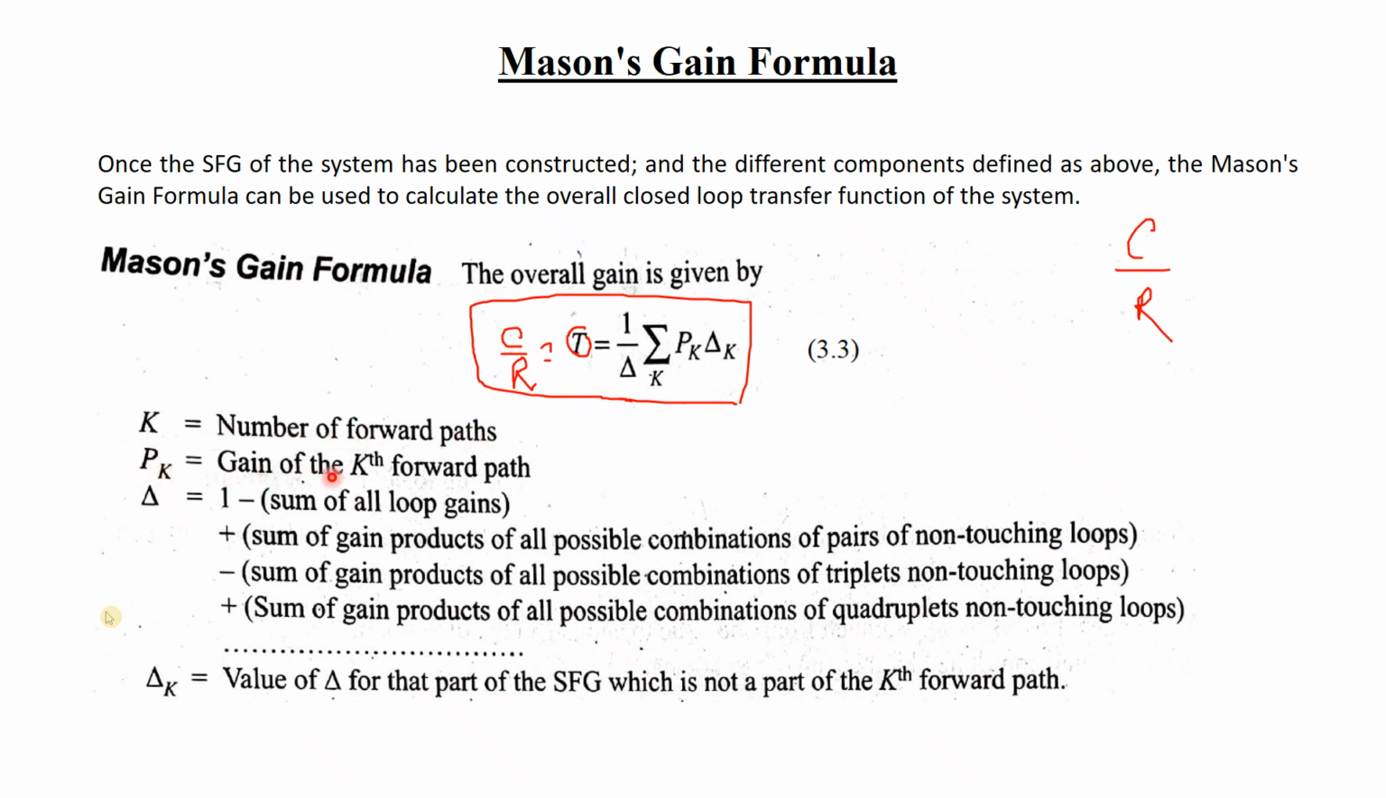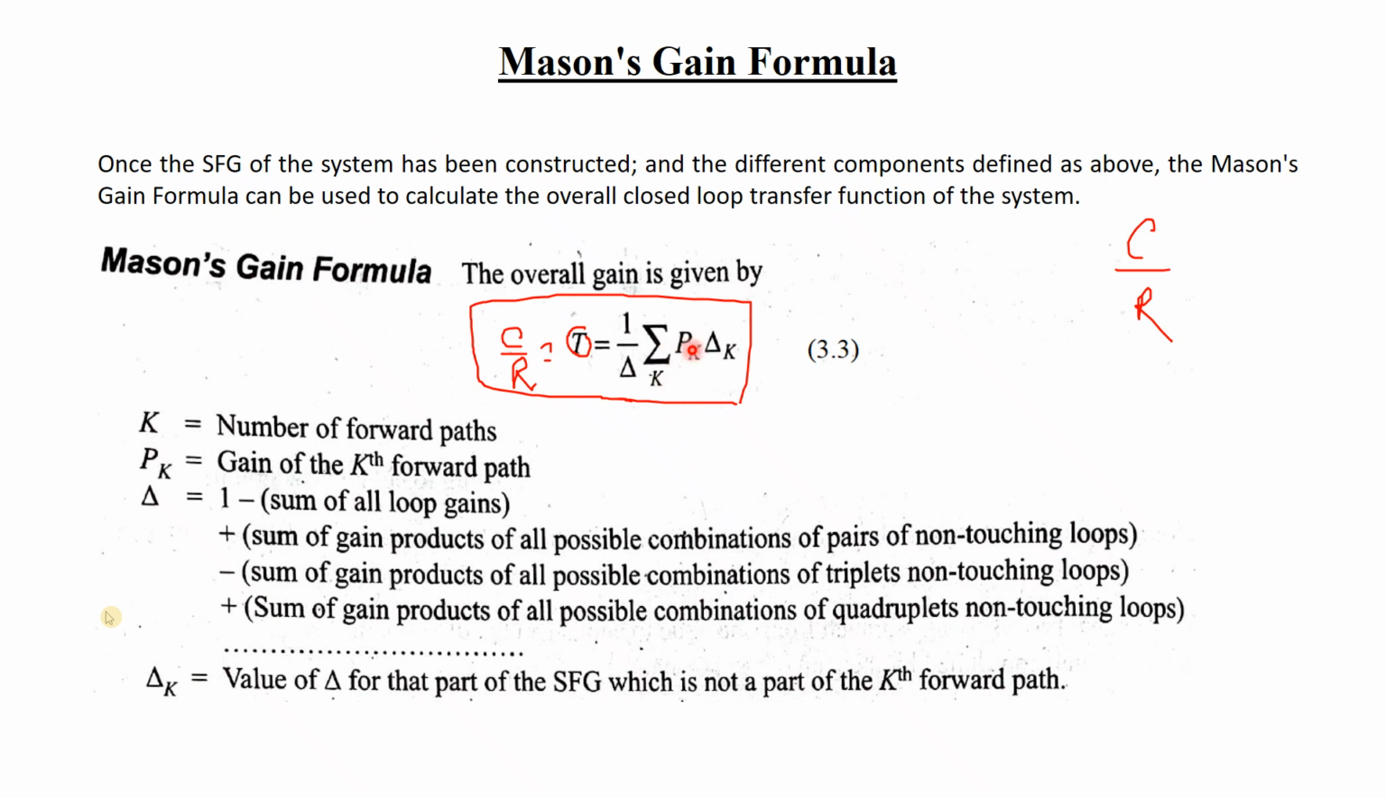So now how many forward paths are there, that is K. Pk is the gain of the kth forward path. Suppose there are 3 forward paths, K1, K2, K3. So what is the gain of forward path K1, that is P1, gain of forward path K2 is P2, gain of forward path K3 is P3. Okay, so these are the gains.